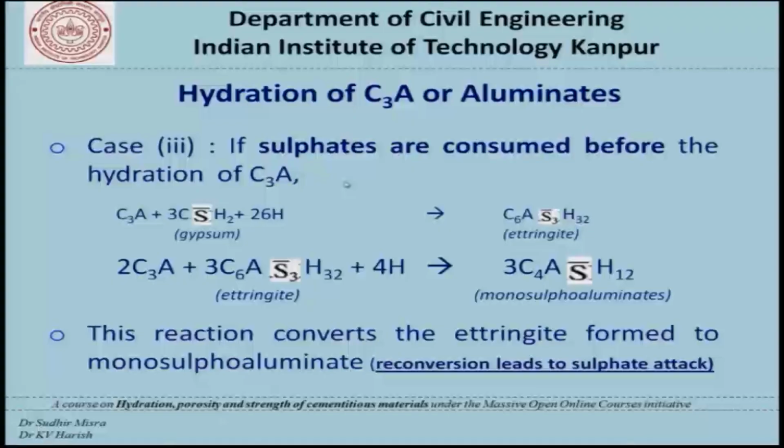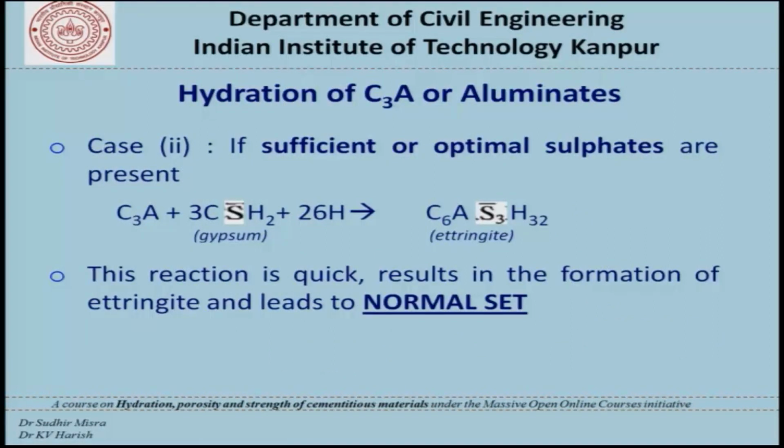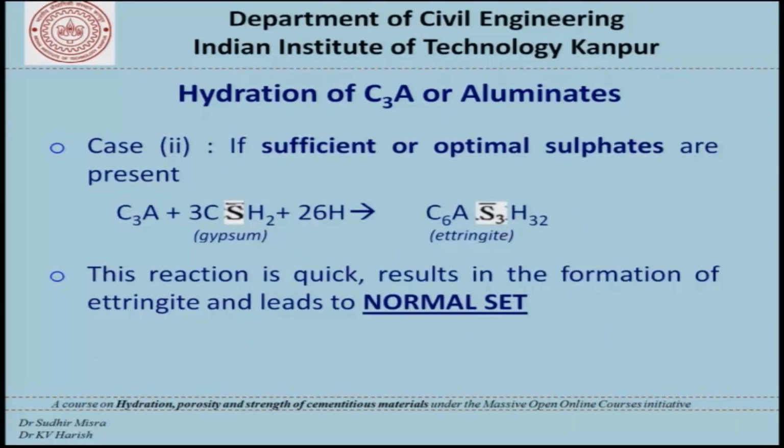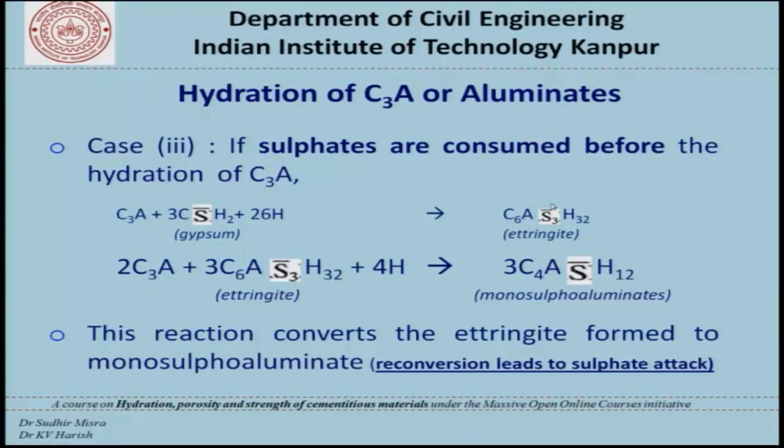Now the third case is when sulfates are consumed before the hydration of C3A. What do you mean by that? Assume that we have either sufficient sulfates, or less sulfates, or more sulfates. Whatever may be the case, if sulfates are consumed before the hydration of C3A, which means you have this reaction, C3A plus gypsum plus water giving ettringite, taken from the previous case, and now that you have this ettringite available and C3A is also present, in such cases C3A reacts with this ettringite in the presence of water to give another compound called monosulfoaluminate, which is denoted by C4A S bar H12.